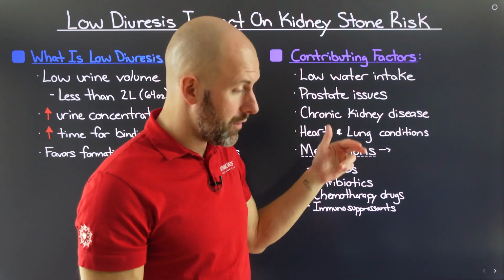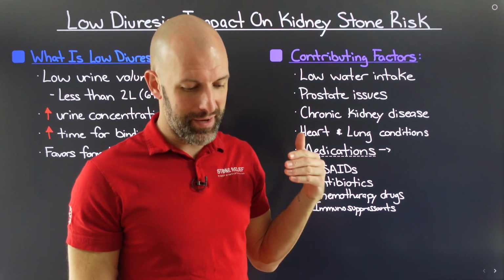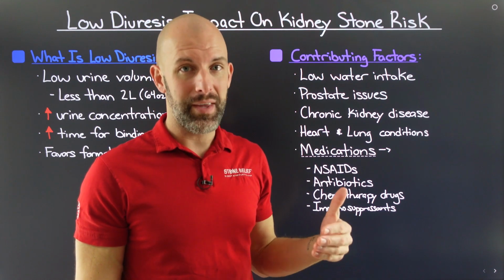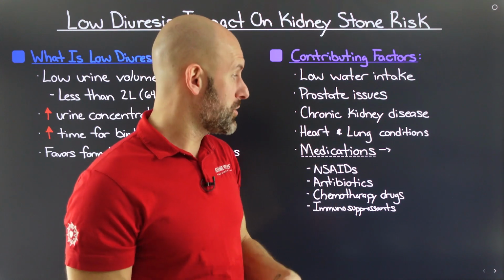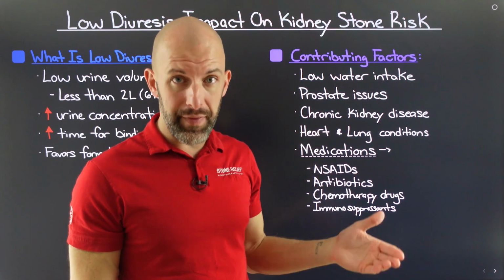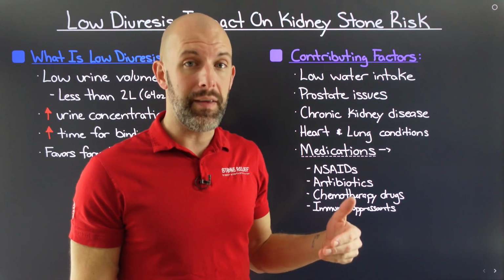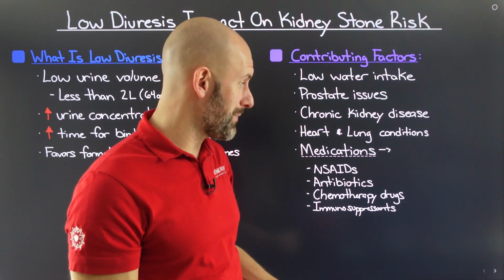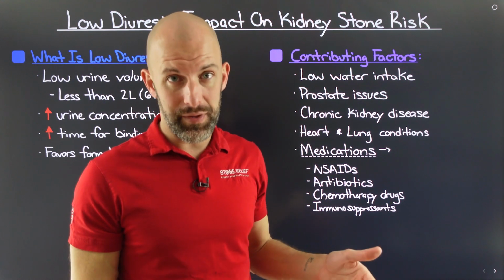Next, heart and lung conditions. The heart pumps blood around everywhere and is a major player in the amount of blood that your kidneys are going to process as well. So issues with these two things are going to play a role in the amount of blood that's moved around your body, and thus the amount of blood that is processed by your kidneys and the amount of urine that you're going to pass. Lastly, there are some medications that have the ability to affect this as well.